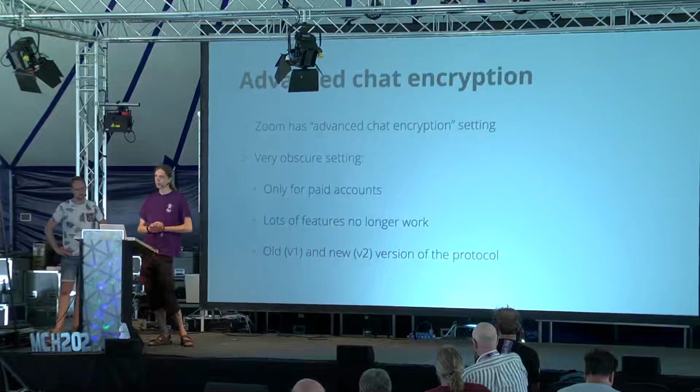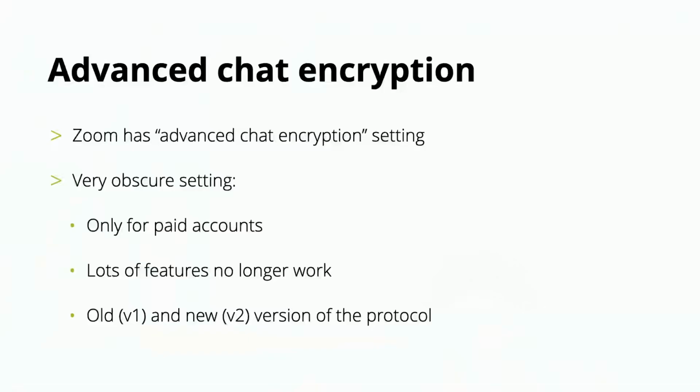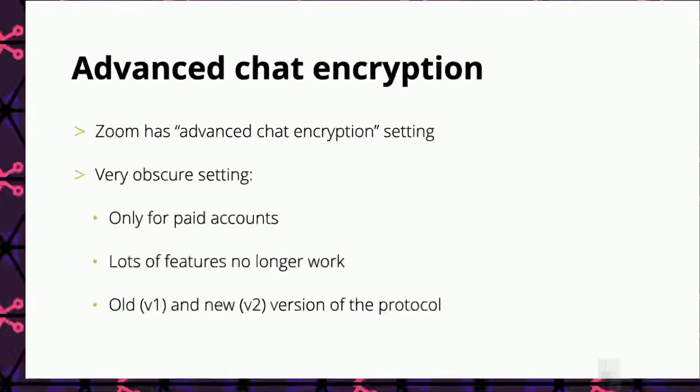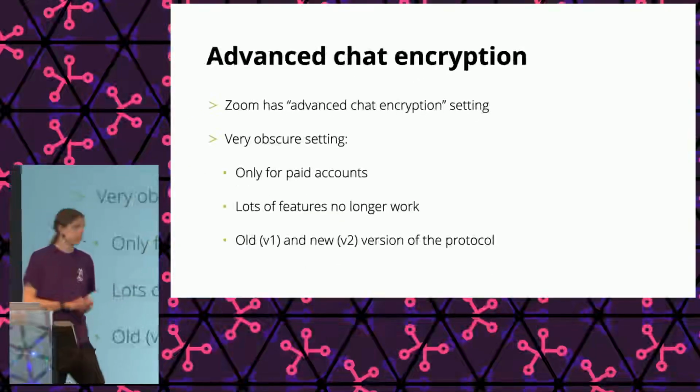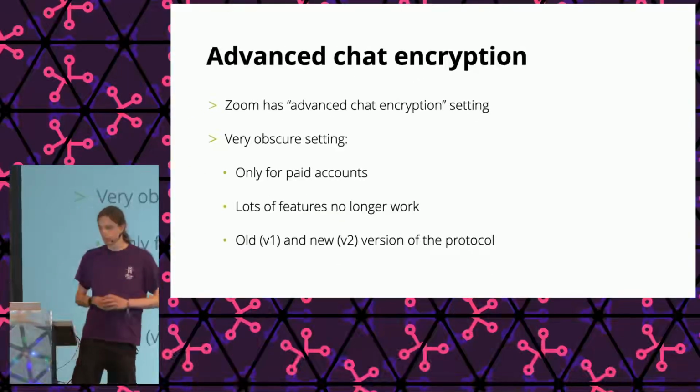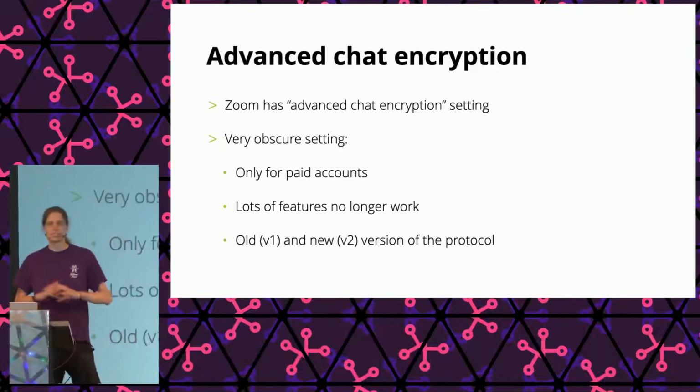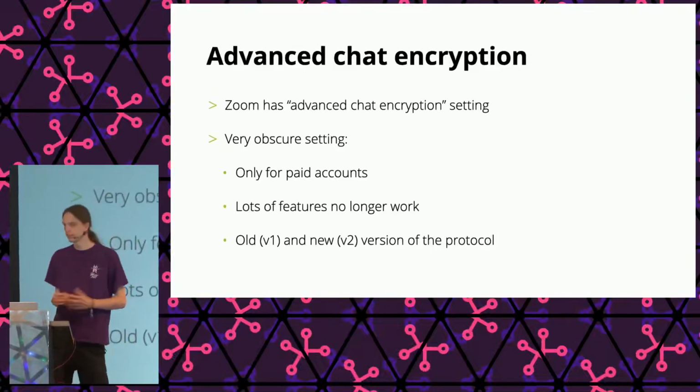And what we noticed is a very obscure setting: the advanced chat encryption. It's a setting that I think barely anybody uses. You can only enable it on the website, you cannot do it in the client. When you do, all of your messages in the chat are encrypted. It only exists for paid accounts, so if you have a free Zoom account, you cannot enable it. Also a lot of features in the chat no longer work. I don't think you can send GIFs to somebody if you enable this.